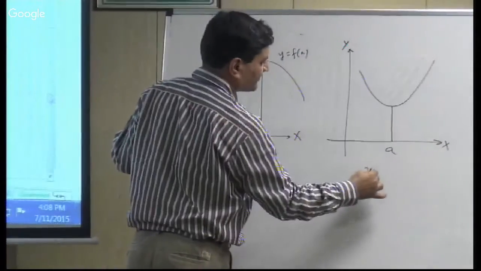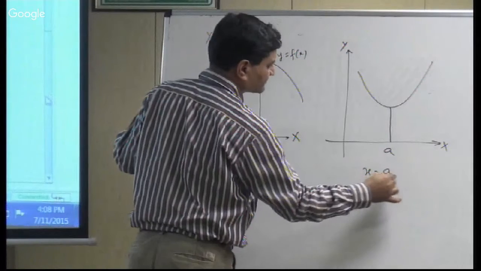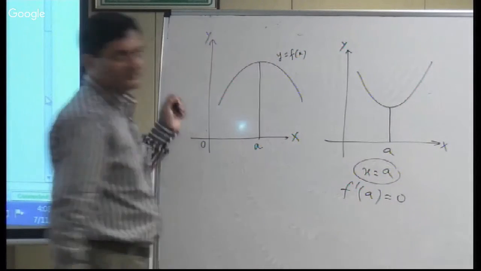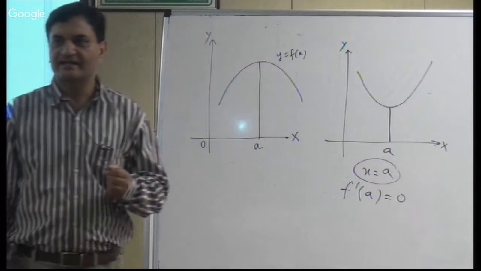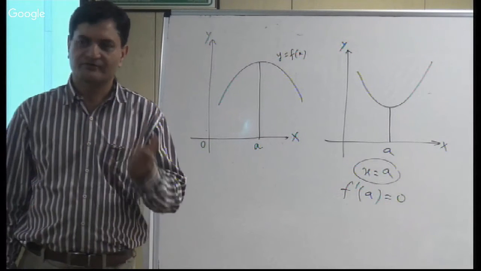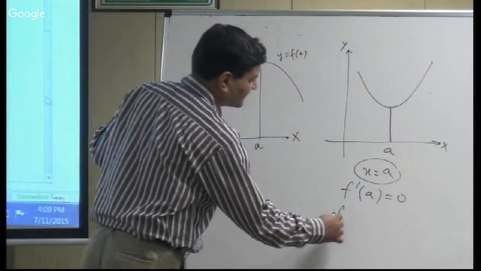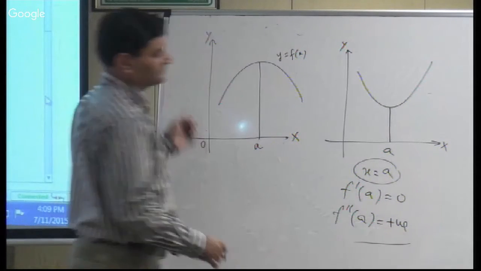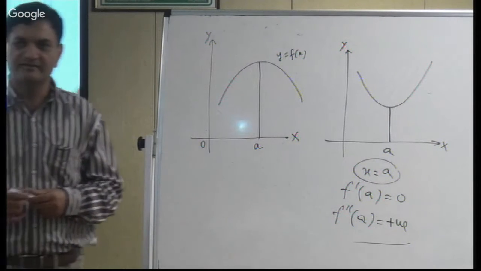Local minima if what happens? The first derivative is 0 and second derivative is positive. Remember these tests. Second derivative is positive, right? This is the second derivative test.